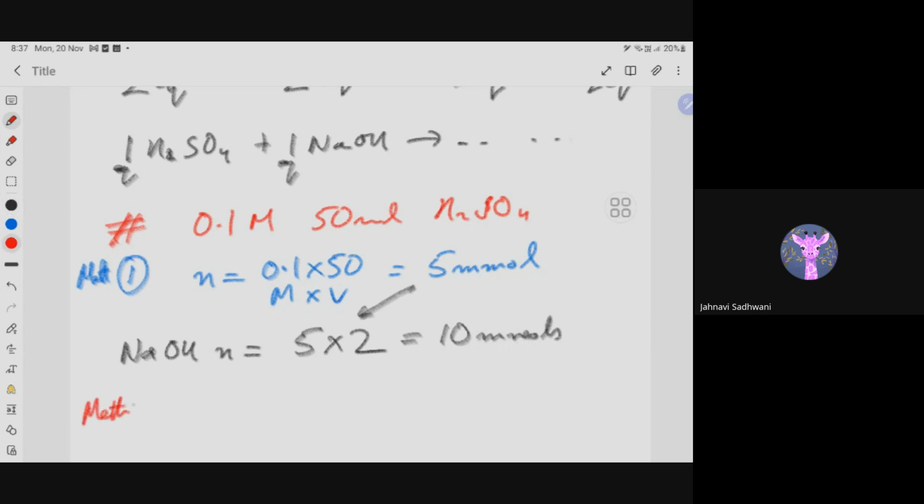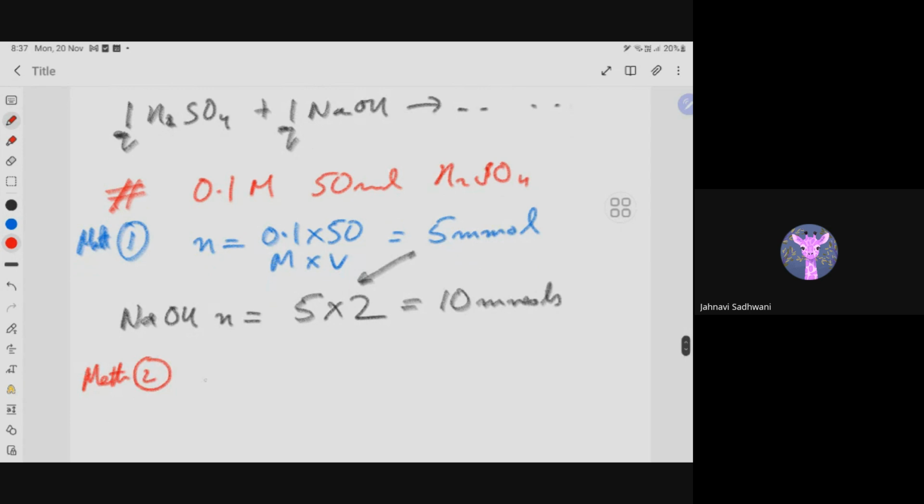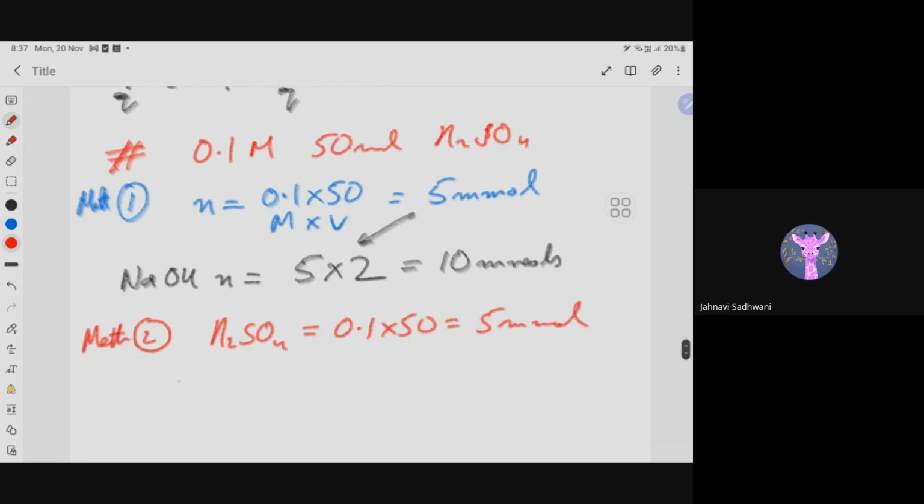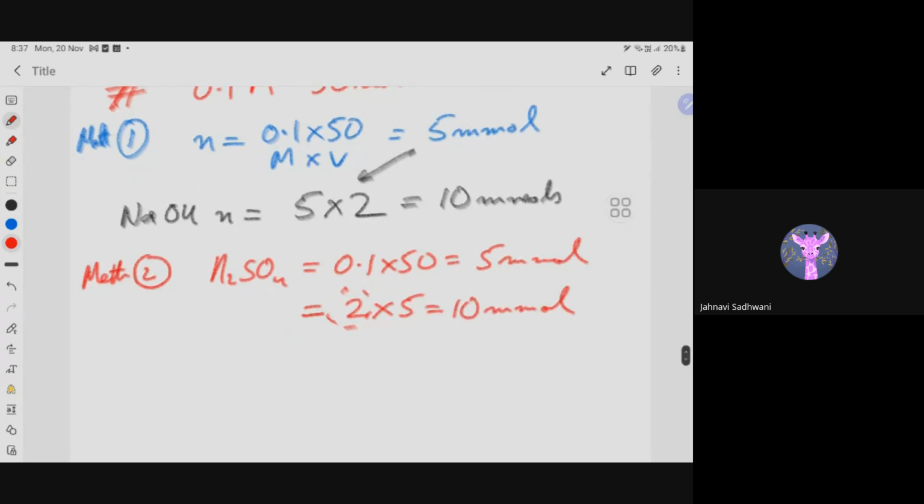The new method, using your equivalence method 2. I will say H2SO4 given is how many moles? 0.5 into 50, which is 5 millimoles. Then the equivalence of H2SO4 is how many? Twice of 5. Why? Because each H2SO4 has an X factor of 2, right? Twice of 5, which is 10 millimoles.